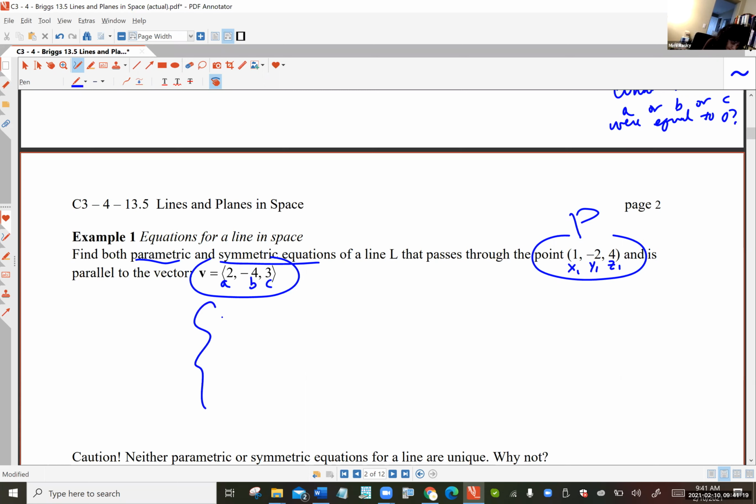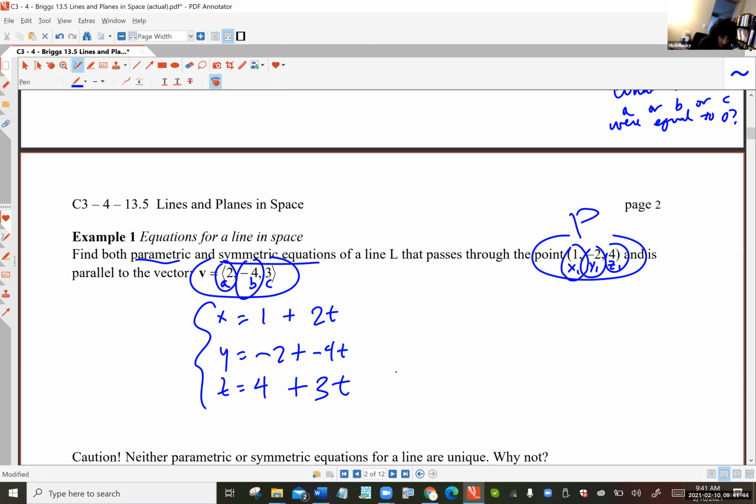So your set of parametric equations are going to look like this. x equals, y equals, z equals. You're going to take the x coordinate, and then you're going to go plus the direction number times the parameter. The y will be the y coordinate plus the direction number times t. And on the last equation, z is going to equal the z coordinate plus the direction number times t. And we're done. That's the parametric equation. So there's your parametric.